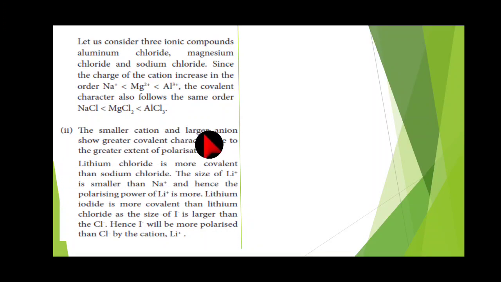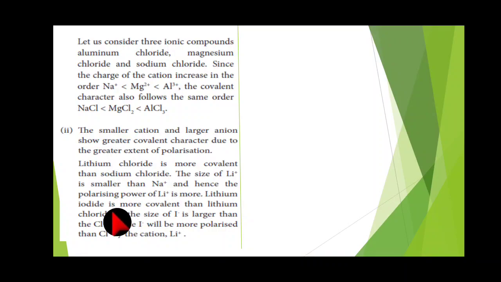A smaller cation and larger anion show greater covalent character due to the greater extent of polarization. For example, lithium is a very small cation compared with sodium. Lithium chloride is more covalent than sodium chloride. The size of Li+ is smaller than Na+. Hence, the polarizing power of lithium is more. Lithium iodide is more covalent than lithium chloride. Here, lithium chloride and lithium iodide are compared.